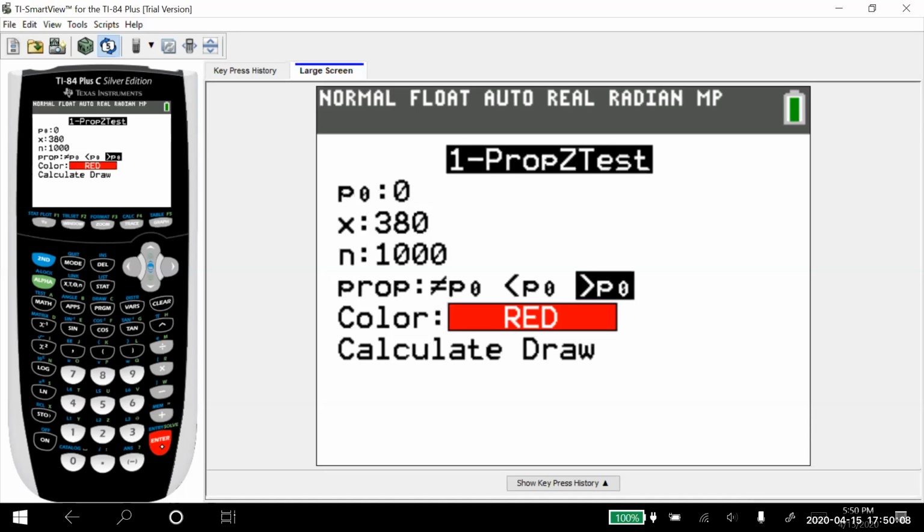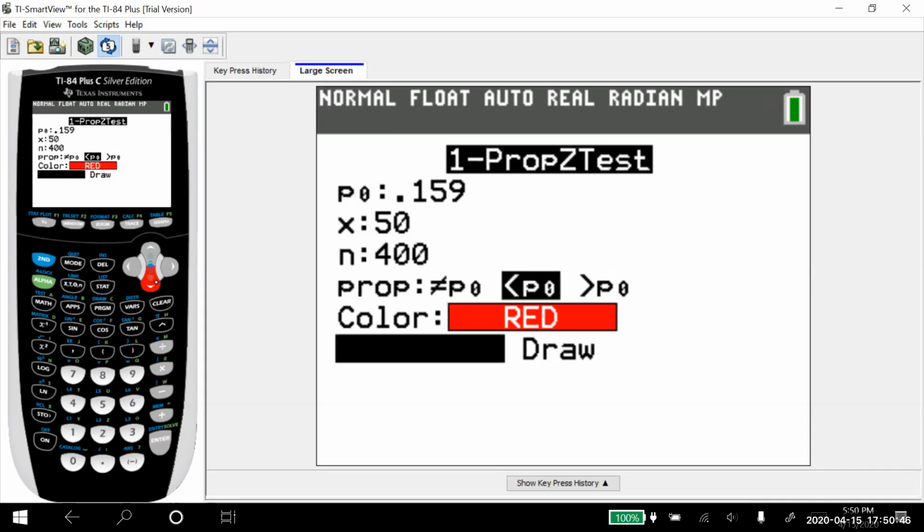Okay, so P sub 0, that's my assumed population proportion, and I'm assuming it's the same as the national average of 0.159. My X, there were 50 people out of 400, that's N, that were living below the poverty level in Wyoming. I want to know if it's a less than, so let's make sure we choose the correct one. We think our population of Wyoming residents is less than the national average of 15.9%. So let's go calculate and see.